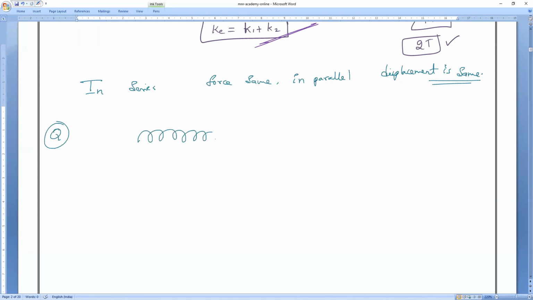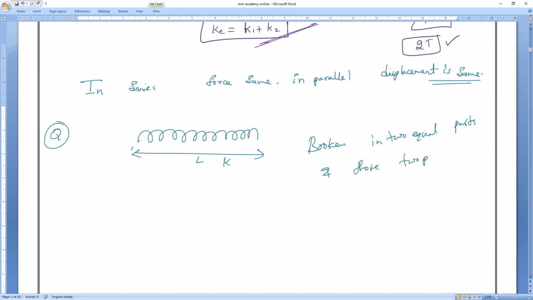So there is a spring. Observe, this is my spring, having a length L, and the spring constant is K. Now break the spring into two equal parts, so the ratio is 1:1. Those two equal parts are connected in parallel.